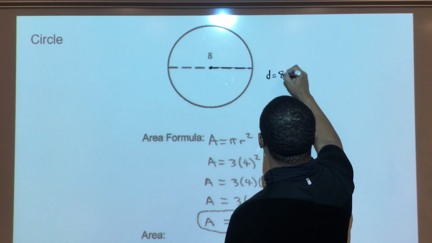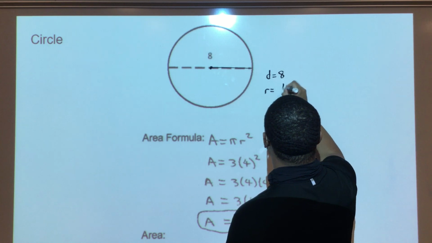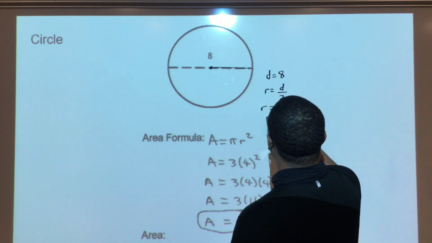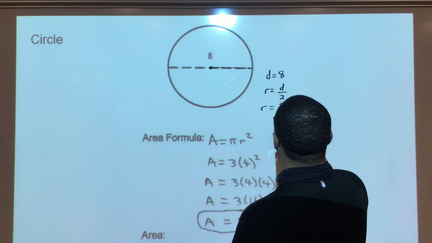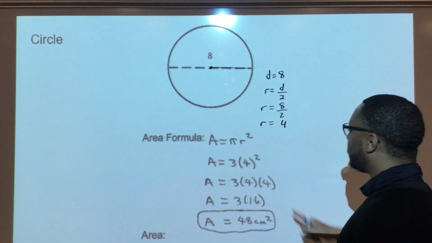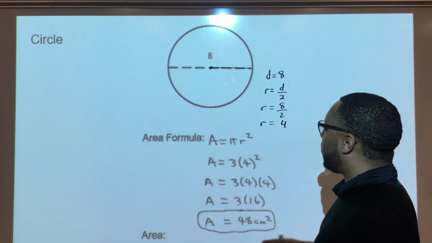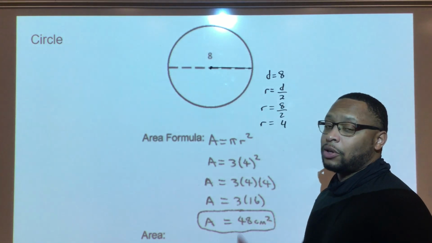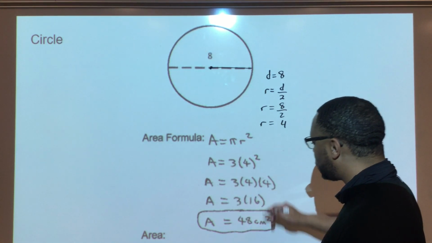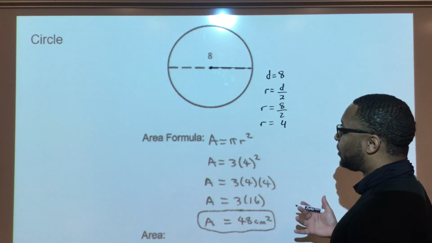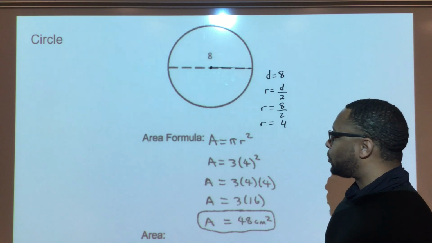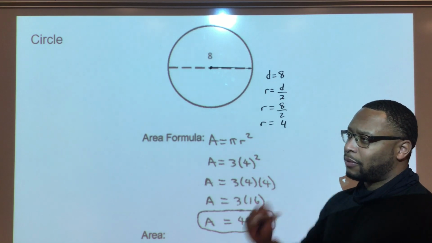My diameter equals 8. Radius equals diameter divided by 2. So radius equals 8 over 2, which equals 4. So my radius is 4. Now you'll notice that we use 3 for pi here, which you can do and you should do. This is a good way to estimate and get close enough to the answer to get the actual answer. So that's a tool that I encourage you to use, especially when you're solving by hand.